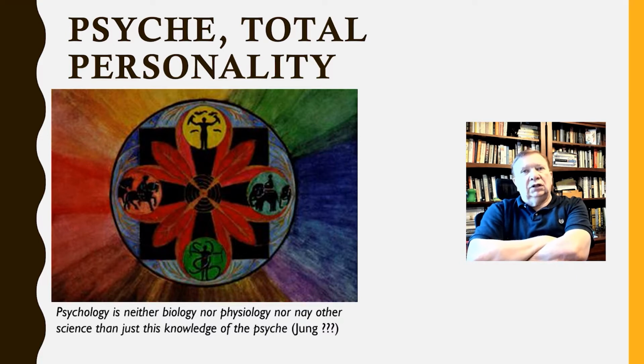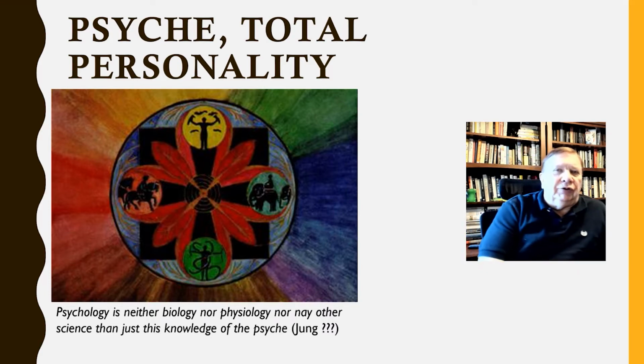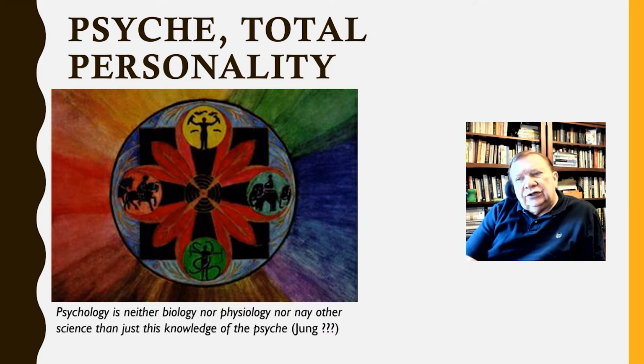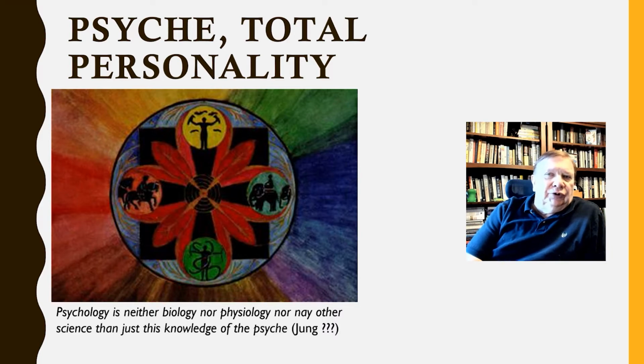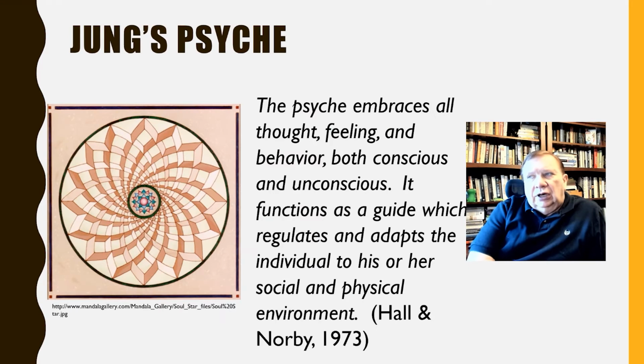For Jung, the psyche is the total of personality. I have an undated Jungian quote here that describes that, and he says psychology is neither biology nor physiology, nor, nay, other science than just a knowledge of the psyche. So the psyche is everything. It's the entire personality system in Jung's scheme. It embraces all thought, feeling, behavior, conscious and unconscious, as you can see by this quote from Hall and Nordby, who have written eloquently on Jung's theory. They say it guides, regulates individuals' behavior in their social and physical environments.